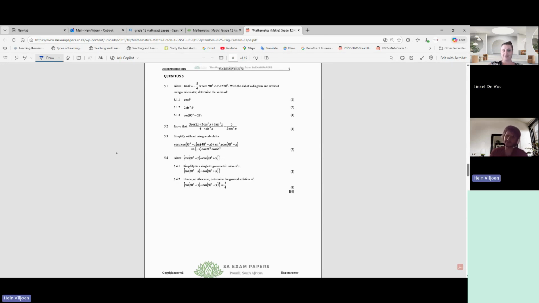Trigonometry, know your identities. Know your double angle identities. Know how to simplify it. Know how to apply reduction, the CAST diagram. There's a lot of things that you can apply for trig. For instance, if I look at 5.1, that's generally easy, but now we have 5.2. You have to prove that this is equal to that.